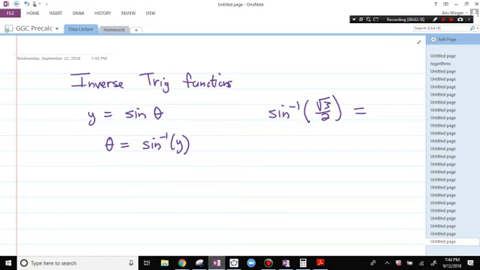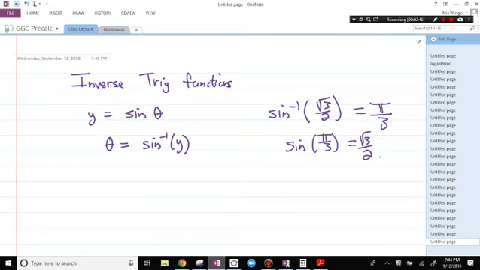The inverse sine is an angle. This is true because the sine of pi over 3 is the square root of 3 over 2. We know what the inverse does. It just switches the x's and y's. We're just going the other way. So the inverse sine of the square root of 3 over 2 should be pi over 3.